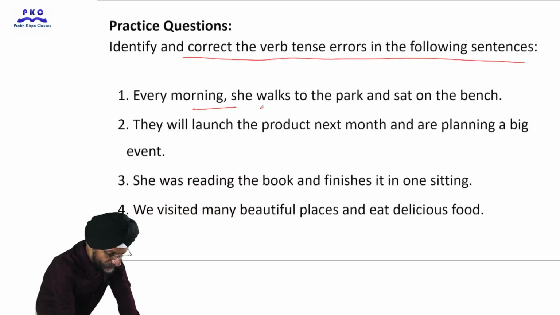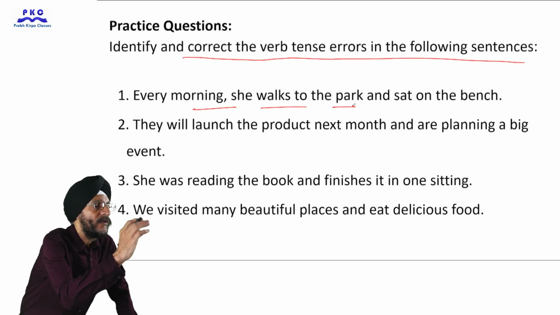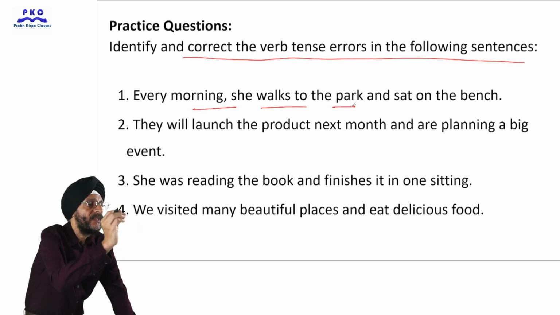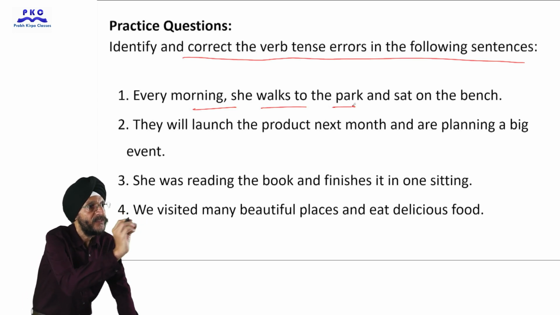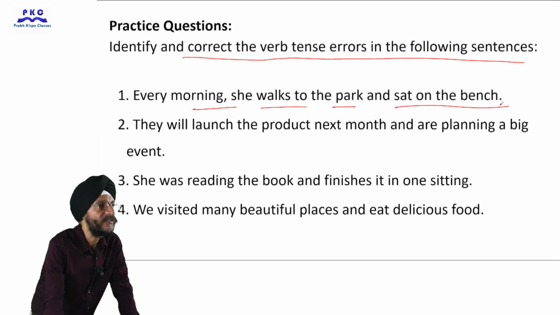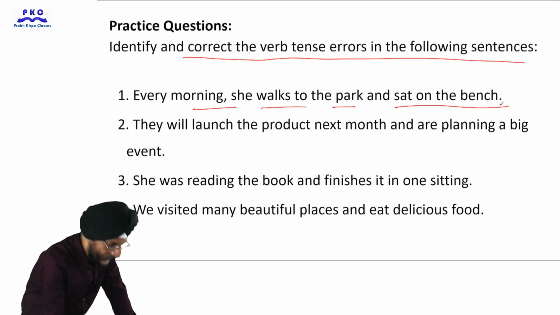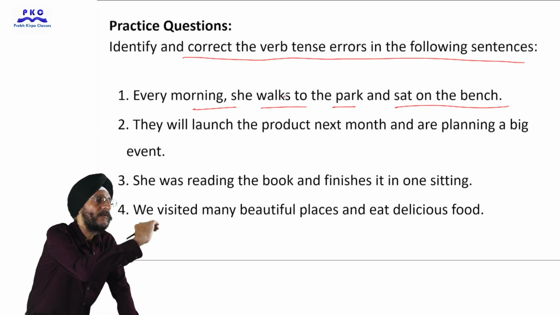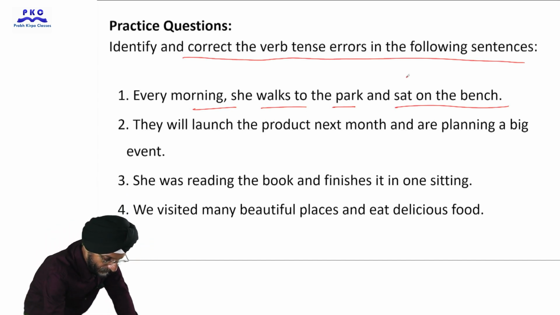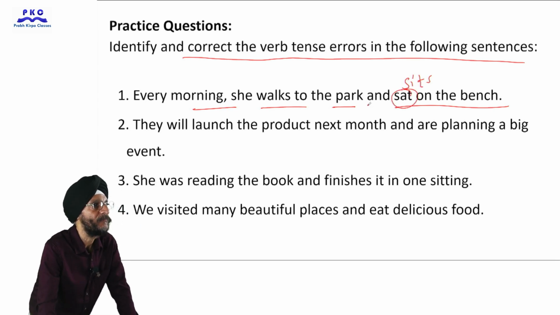Every morning she walks to the park. Here we are writing about a habit. She walks to the park every morning and sat on the bench. Here "sat" is past. We have made use of past, but here we started with present tense. So here "sat" is wrong. It should be "sits on the bench."